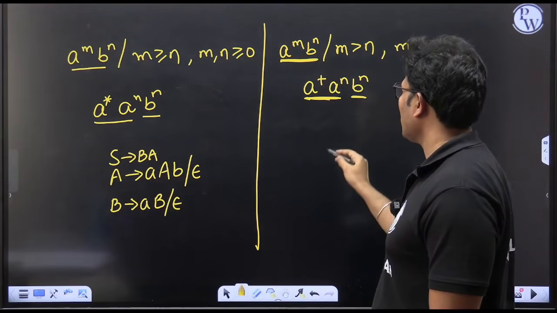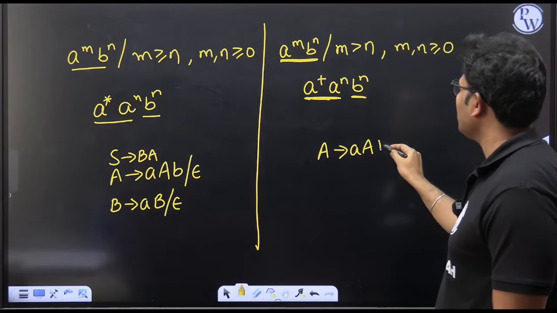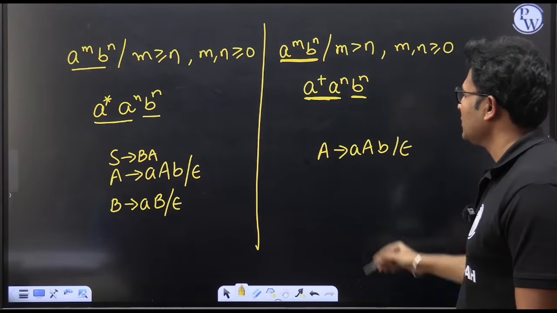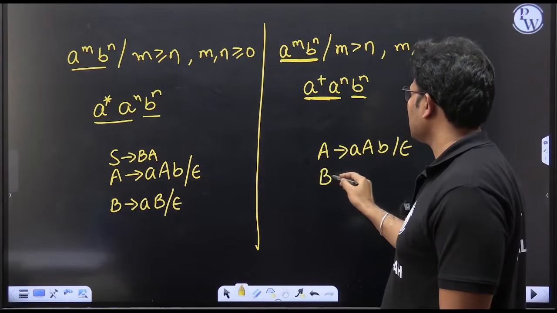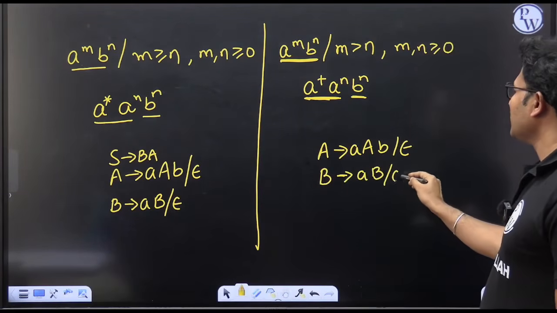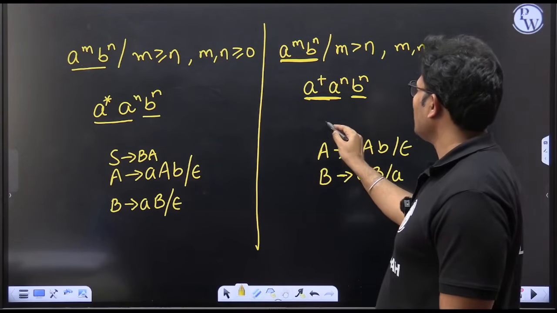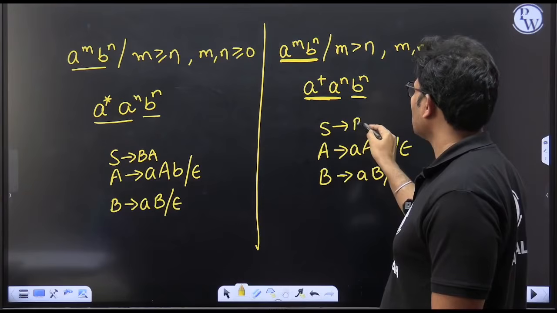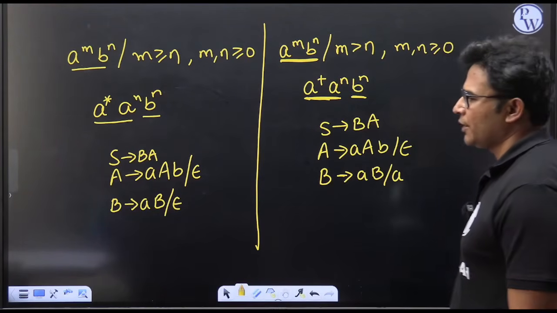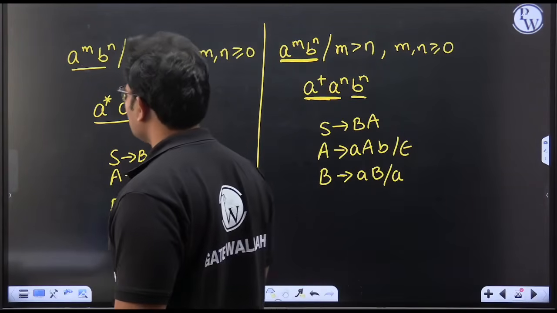First you generate a^n b^n. A derives a A b, or epsilon. This is generating a^n b^n. Then you generate a^+. Now you put a^+ before a^n b^n.